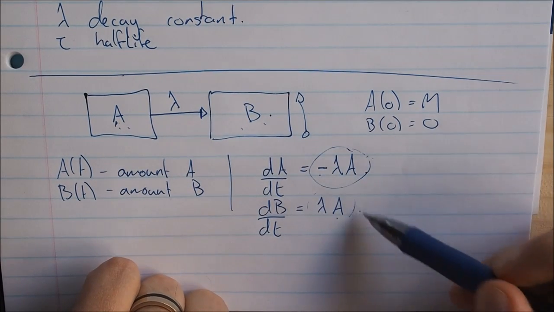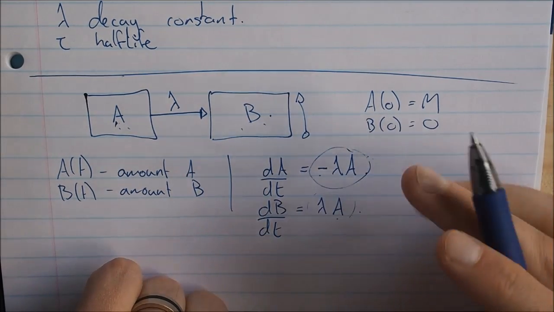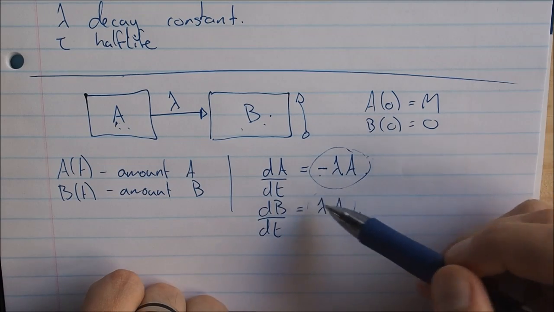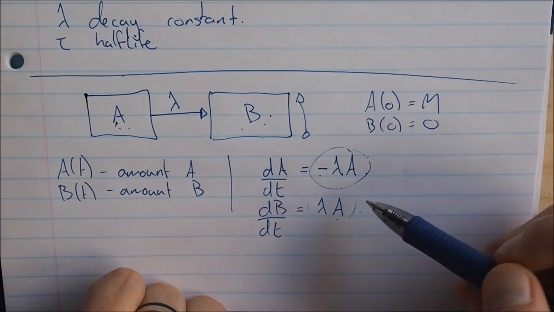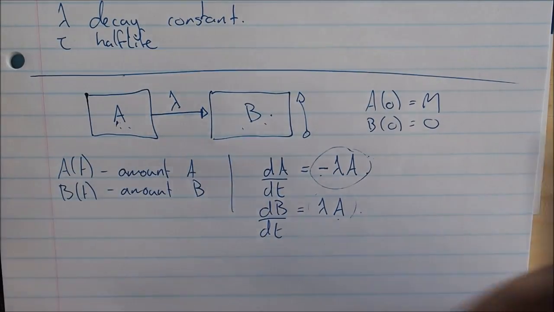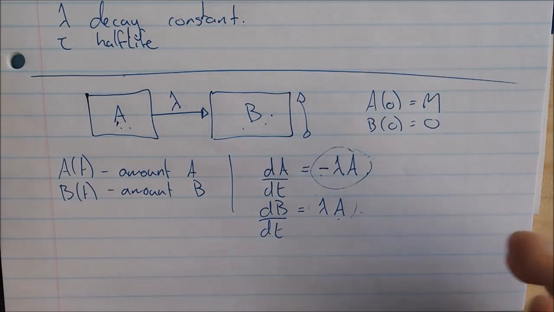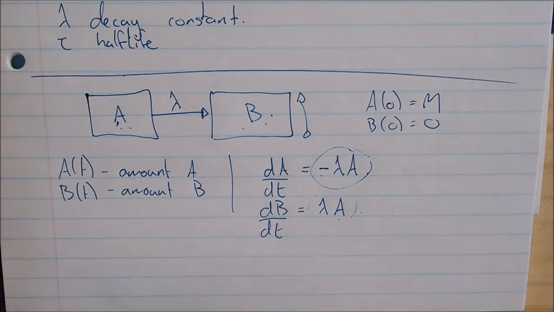And we can see that if we sum both these sides, minus lambda A plus lambda A is going to be 0, and so everything adds up, and it is a kind of conservation of mass. So there's no mass leaving the system. A is decomposing into the substance B, and the amount of B is increasing. So in total, there's always going to be an amount m of substance.